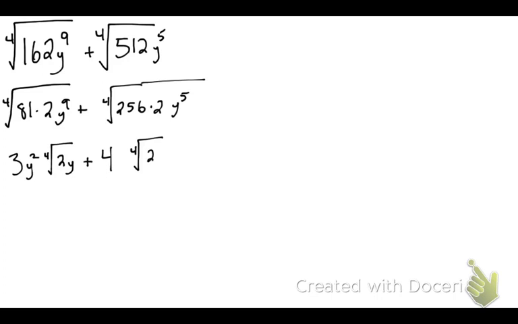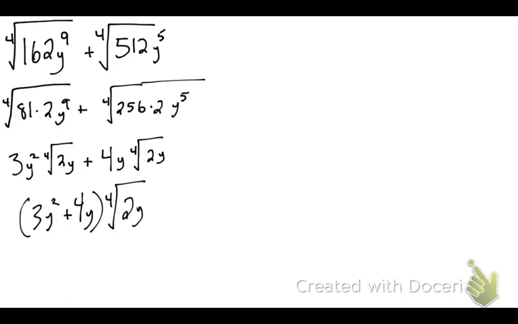And 4 goes into y to the 5th. Think about breaking this down once, so it'd be y to the 1st on the outside with y to the 1st left on the inside. These are now like terms, and the best we can do is write this as 3y squared plus 4y, adding the numbers on the outside, times the fourth root of 2y. You could also think about it as we've just factored that out.